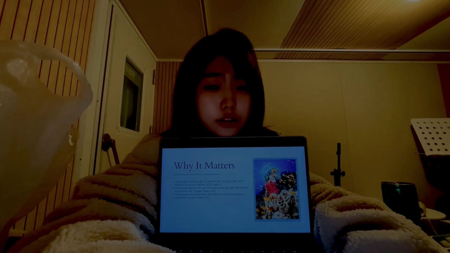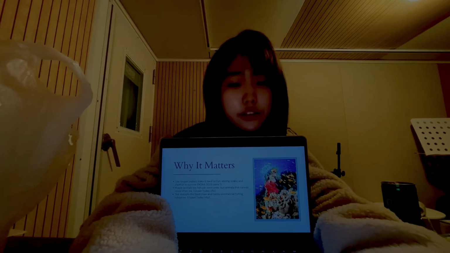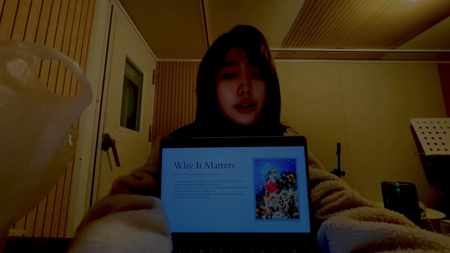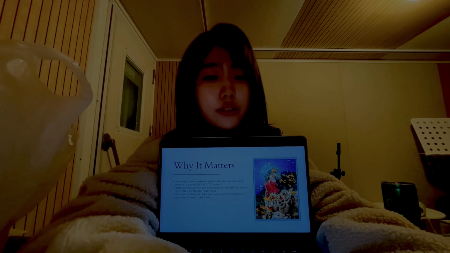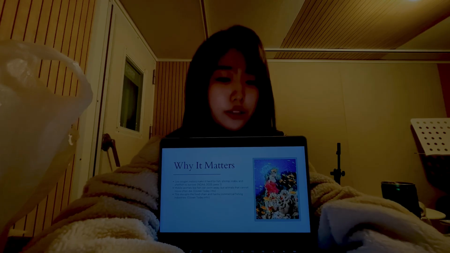Low oxygen waters make it hard for fish, shrimp, crabs, and shellfish to survive. Mobile animals like fish can swim away, but animals that cannot move often die, and it disrupts the food chain and harms the commercial fishing industries.